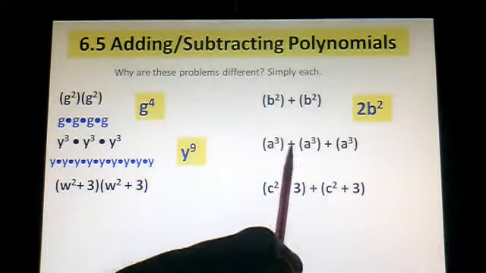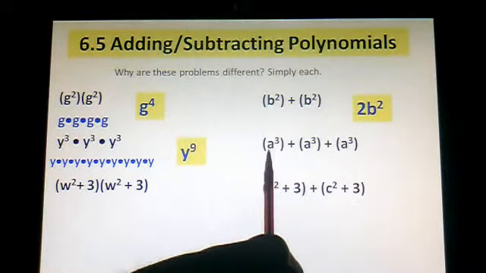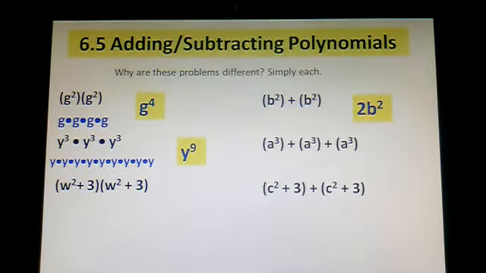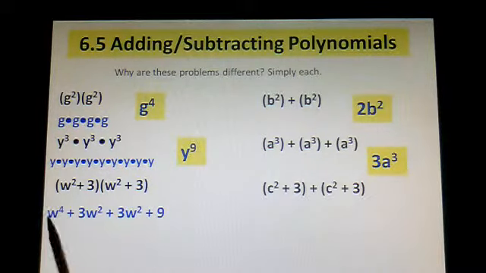Same thing on this. This is a plus plus plus. This is an a to the 3rd, an a to the 3rd, an a to the 3rd. This is like a cube, and a cube. You have 3 a cubes on that one. And again, I talked about this one here. If you do some FOIL, you get those terms, these guys combine.